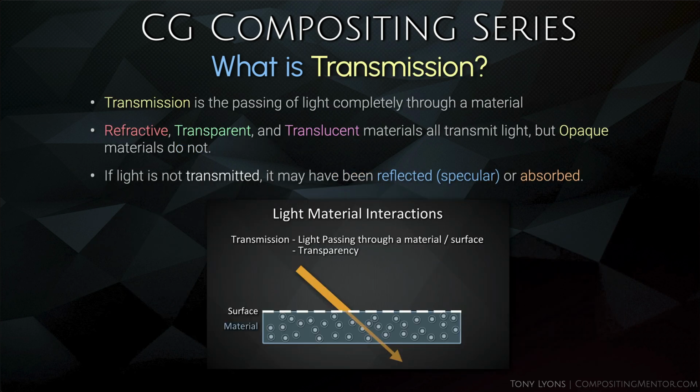So what is transmission? Transmission is the passing of light completely through a material. You can see this little graphic here. The light is passing through the material, and we see it from the other side. Refractive, transparent, and translucent materials all transmit light, but opaque materials do not. If light is not transmitted through a material, it may have been reflected, which is the specular, or absorbed.